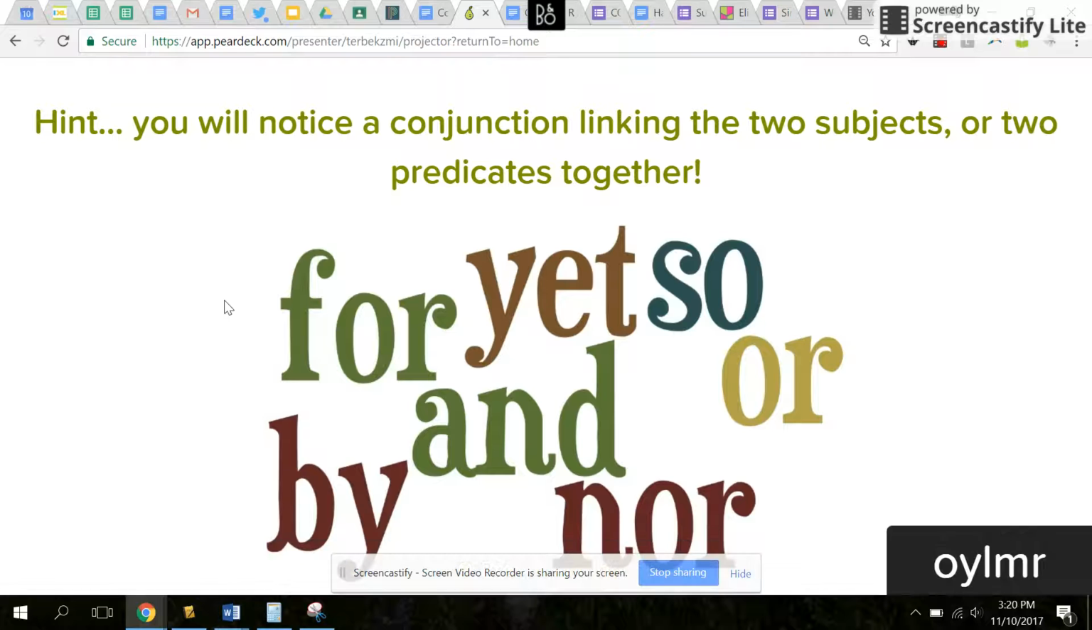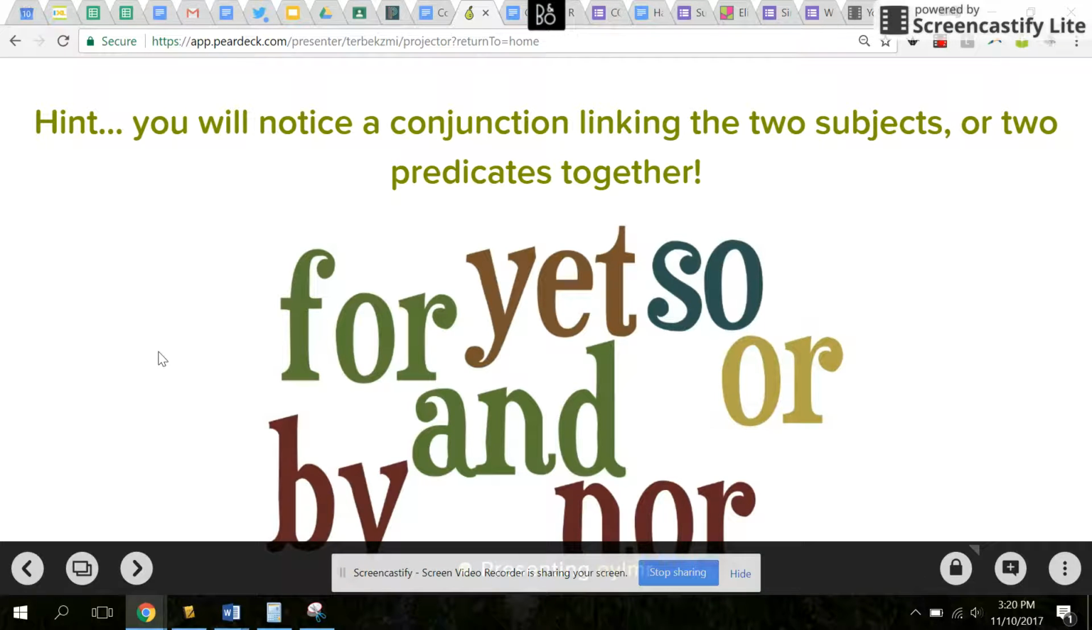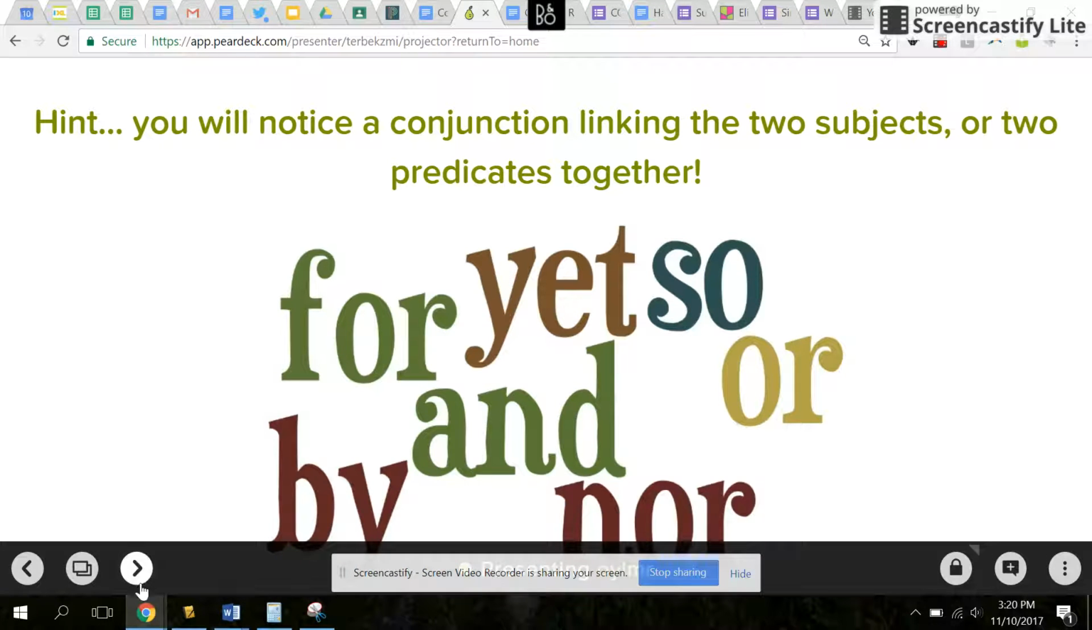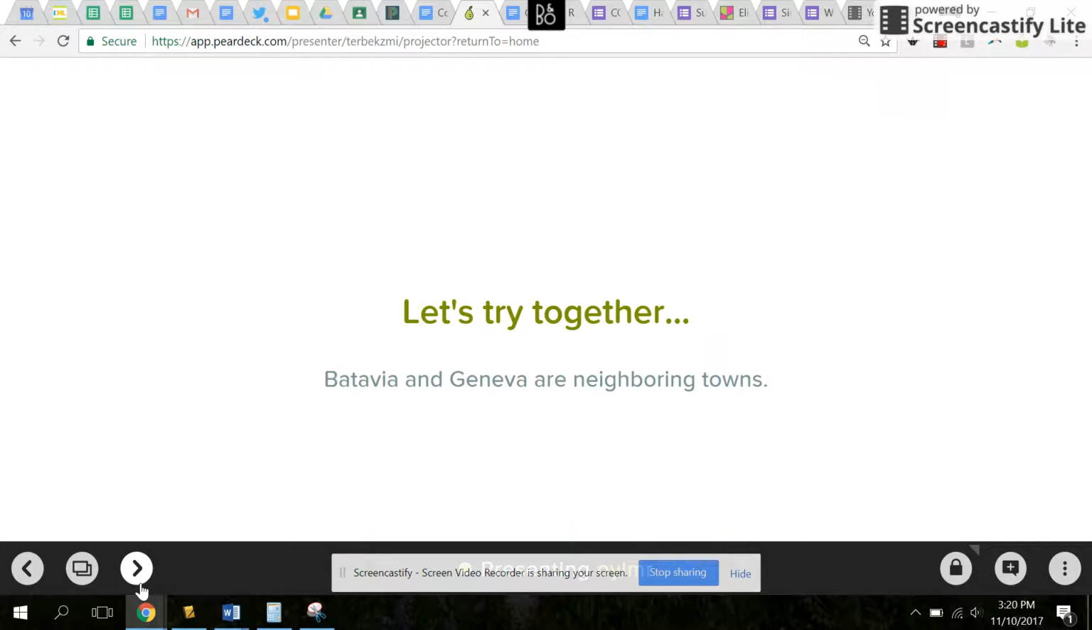There's a hint. If you see conjunctions like for, and, yet, so, or by those words, there might be a compound subject or a compound predicate. So more than one subject or more than one action or predicate. All right, let's do a couple together, and these are on your sheet as well. So let's underline the compound subject or compound predicate in this sentence.